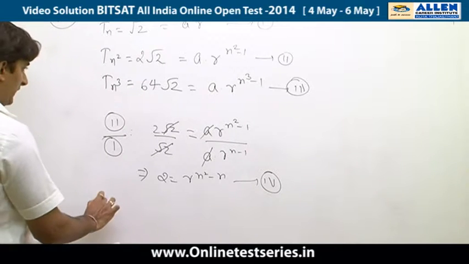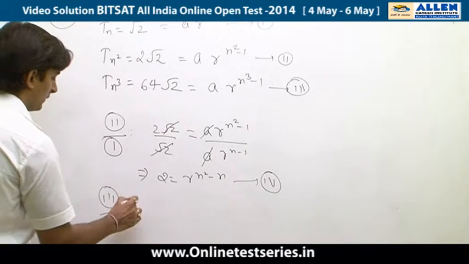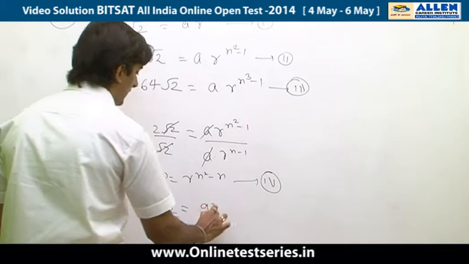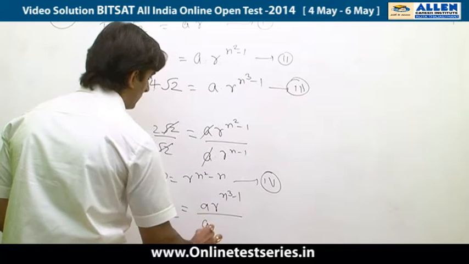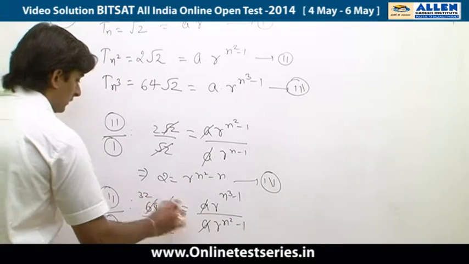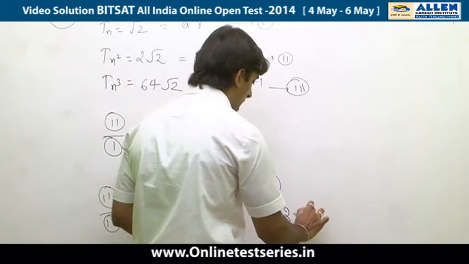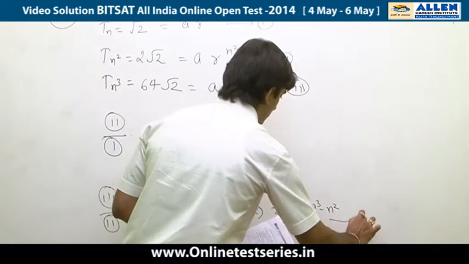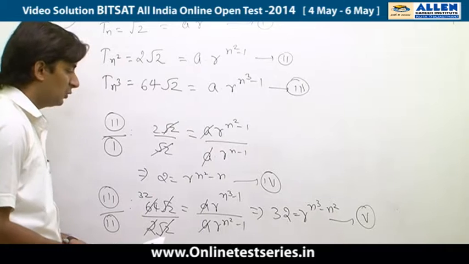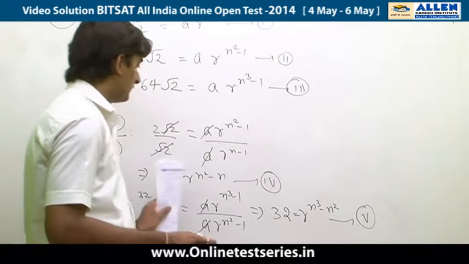Again, we can divide equation number 3 by equation number 2, and what we get here is 64√2/2√2 = a·r^(n³−1)/(a·r^(n²−1)). Again, terms can be cancelled out. What we get here is 32 = r^(n³−n²). That can be named as equation number 5. So now for equations 4 and 5, we have two unknowns, r and n.